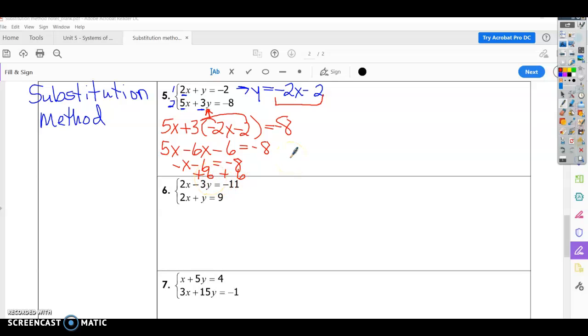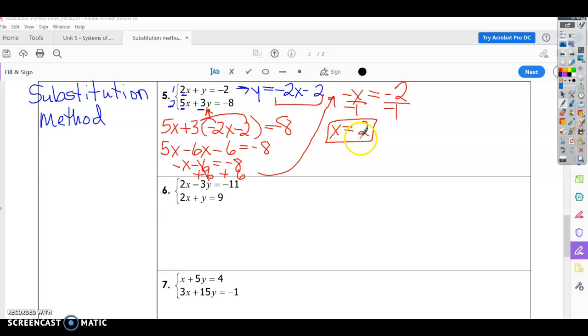I'm just going to bring this up here. So I've got negative x, and my 6 is canceled, and my negative x is going to equal negative 8 plus 6, or negative 2. Divide by negative 1. x is equal to negative 2 divided by negative 1, or positive 2. All right, so that is the first variable solved for.